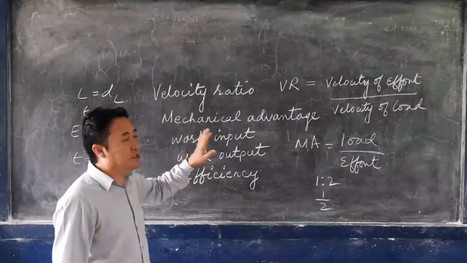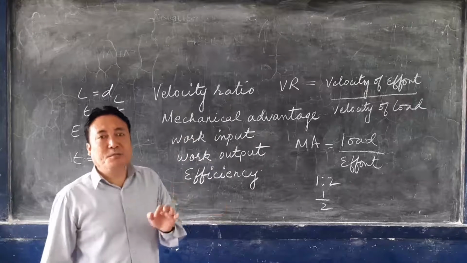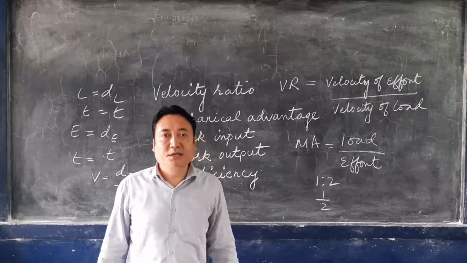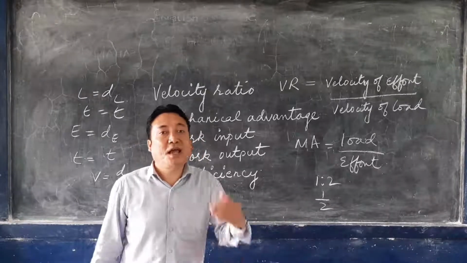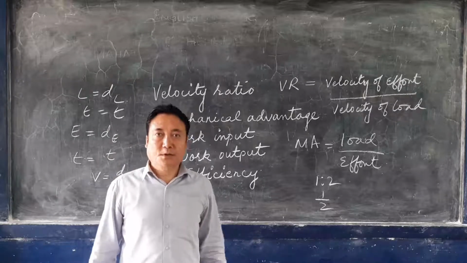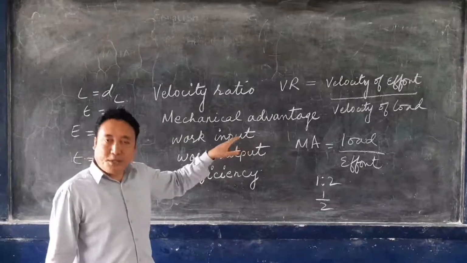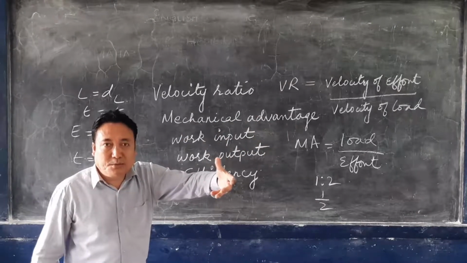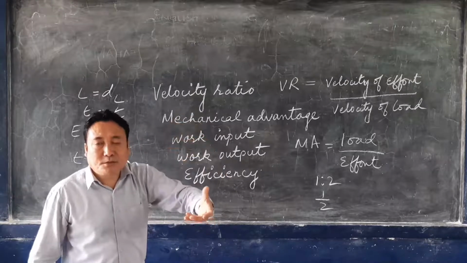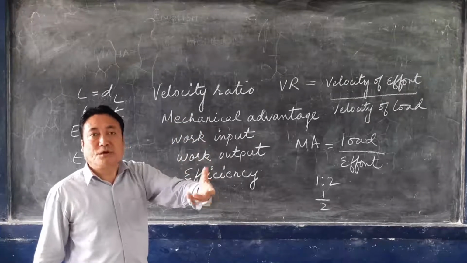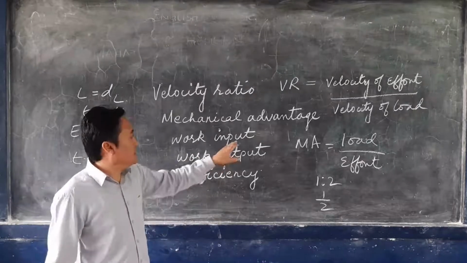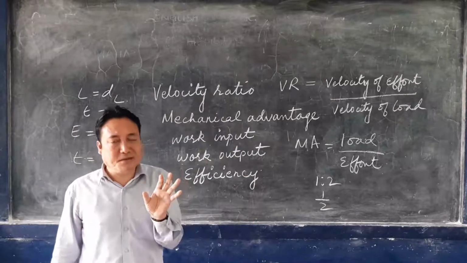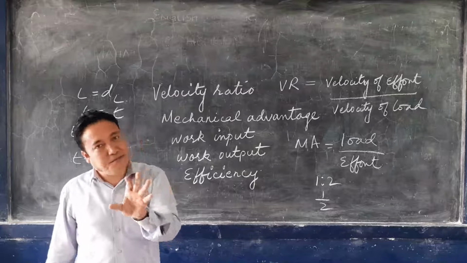The next point is the work input. Work input means the work done on the machine. Work done on the machine is known as the work input, or the energy supplied to the machine. When we define this work input, it is the energy supplied to the machine, or the work done on the machine. Work done on the machine we call a work input. This example is also the same as that of taking a jack and the vehicle.